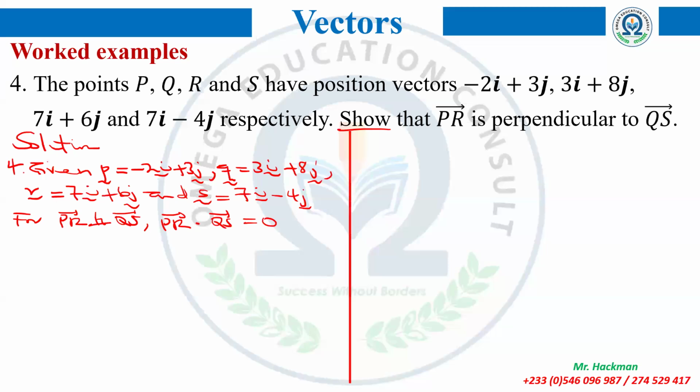Here the only difference is that, unlike the first one where you knew the vectors that you were dotting directly, here you don't know. So you are supposed to go and find vector PR and vector QS, then you come and dot. I'm going to find my vector PR, and we know that's equal to the position vector of R, your terminal, minus the position vector of your initial. So you go and find that. Is my point well made?